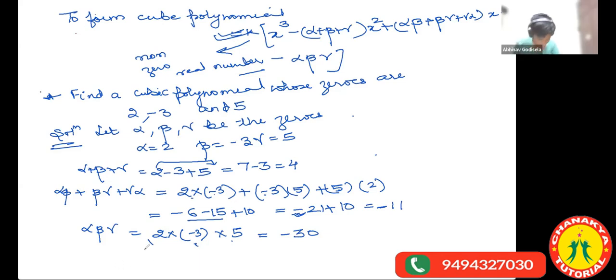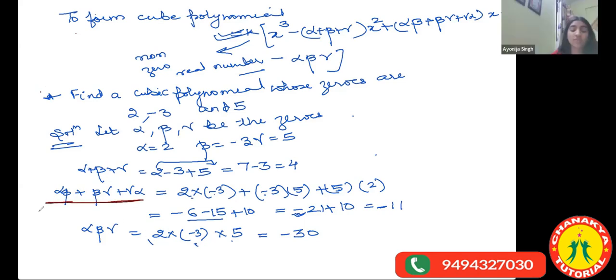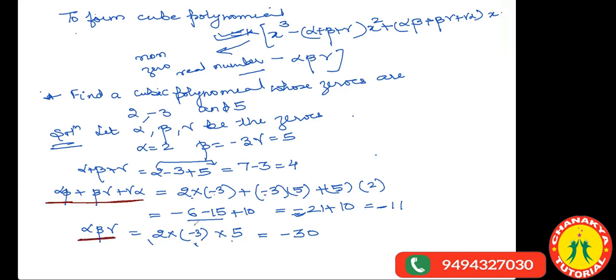Ma'am, will the product of zeros be -30 or -11? Beta, this is the partial sum, na? Partial sum product. Okay, ma'am. And this is the product only. Because in this, we are multiplying, we are doing product as well as addition. Both the things we are doing.